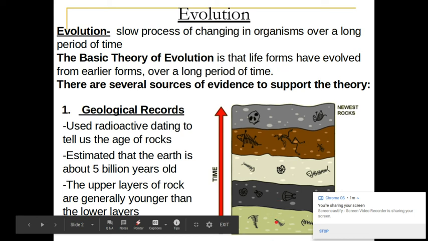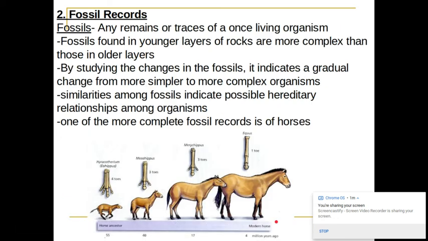Now that we know the geological record, like I just said, we're now looking at the fossil record. A fossil, though, let's talk a little bit more about that. You did a little bit of this in earth science as well. They are remains or traces of a once living organism. The fossils found in the younger layers are more complex than in the older layers. We definitely have evolved to be more complex. We see this in the completed fossil records like the one below. By studying the changes in the fossils, it indicates a gradual change from simpler to more complex organisms. Similarities among fossils indicate possible hereditary relationships among organisms.